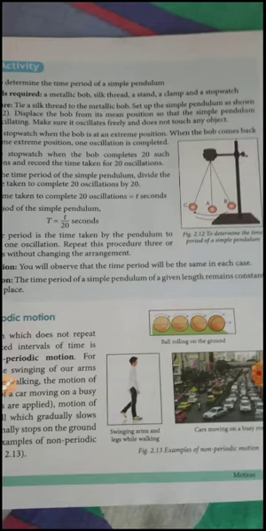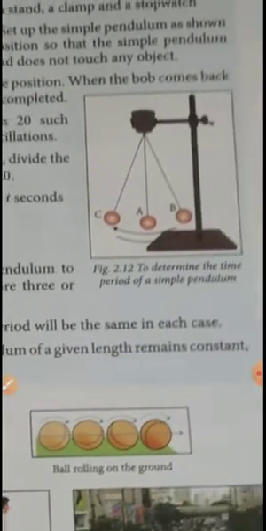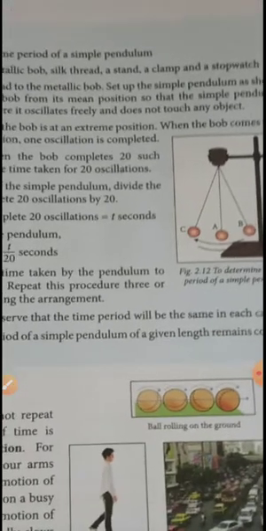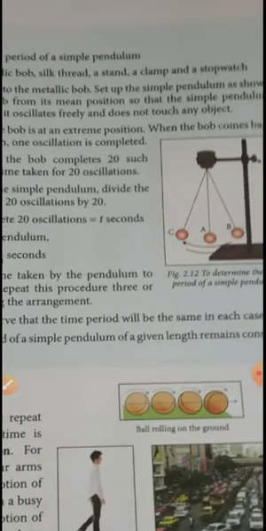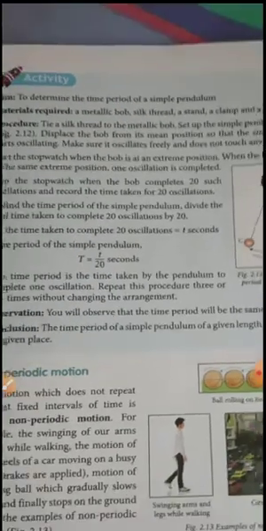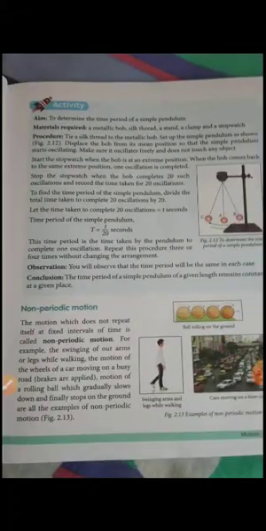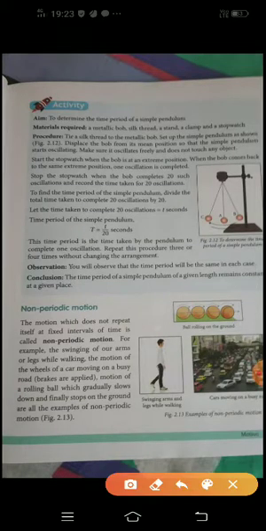Now the materials required. What are the materials required here? It requires a simple pendulum, a rigid support, and a stopwatch, because I want to calculate in seconds, so I'll be using a stopwatch. Now the procedure is you have to suspend a simple pendulum and try to oscillate it. Now, what do you mean by one oscillation?